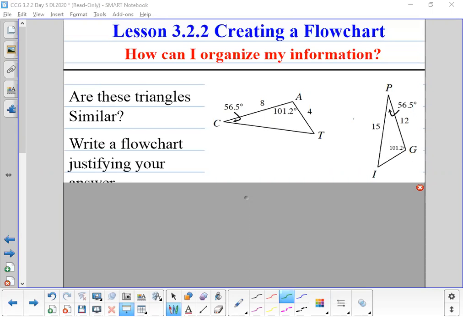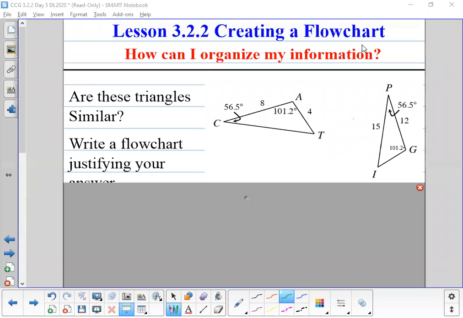These are your right side notes for lesson 322, creating a flowchart. The essential question is, how can I organize my information? You should be taking a second to copy down these two triangles, these two diagrams. Make sure you're marking down all of the side lengths that were given and all of the angles that were given.